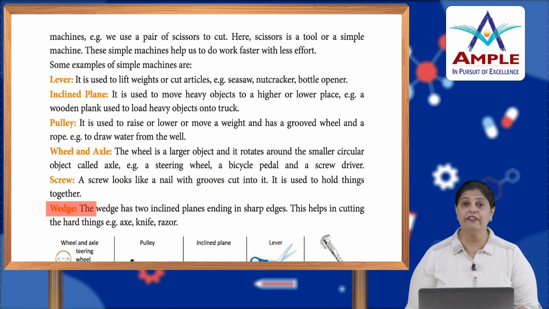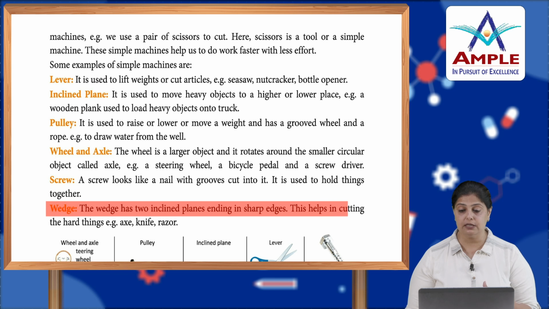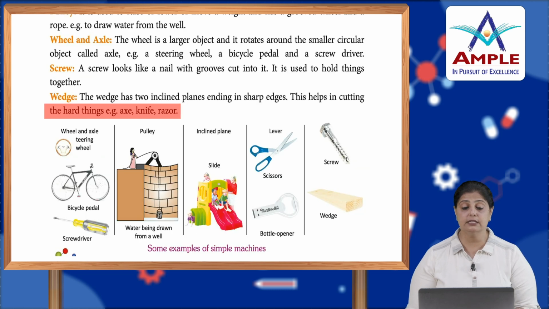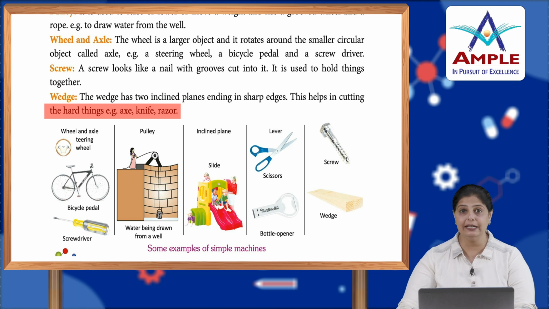Now, what is a wedge? The wedge has two inclined planes ending in sharp edges. So, the wedge has sharp edges. This helps in cutting hard things. Example, axe, knife, razor. These are all what? These are all examples of wedge. It has two inclined planes ending in sharp edges.